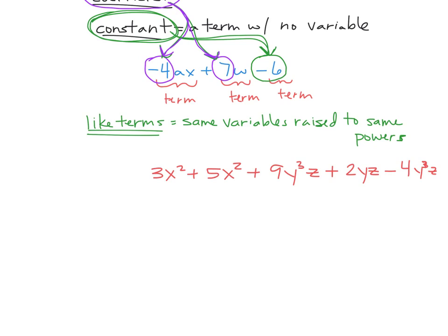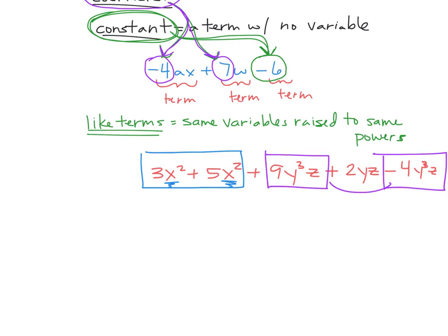Okay? In that, your like terms would be these two, because they both have the x squared, right? And then a different set of like terms would be which ones? 9y cubed z and negative 4y cubed z, okay? So this one with this one. Those are like terms. Any questions on that? Is this all coming back?